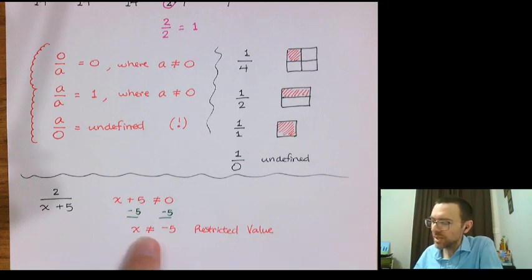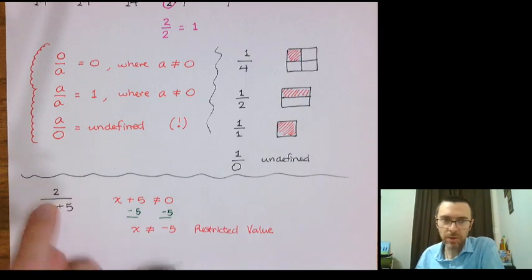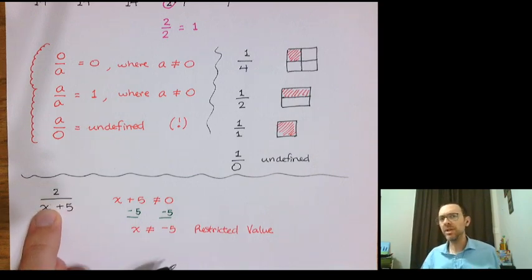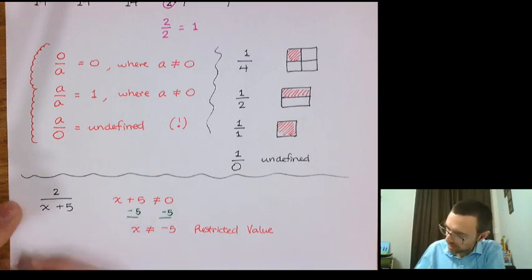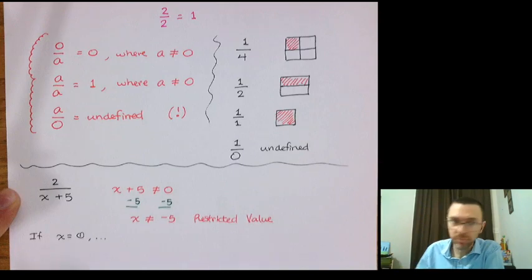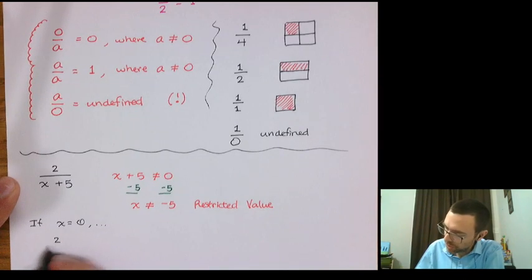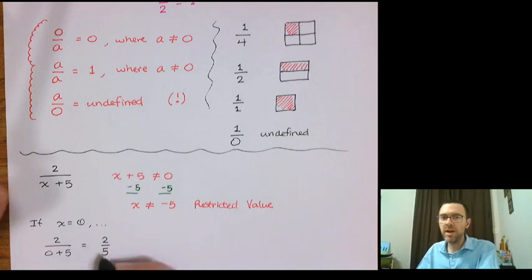And so what this says is that as long as I plug in any value of x that's not negative 5, I'm going to be okay here. It doesn't mean it's going to be a nice, pretty number. It just means that I actually get something. Even if I plug in 0 for x, so let's write this. If x were to equal 0, what happens? Well, you would have 2 over 0 plus 5, which is just 2 over 5. That's no problem. That's just a fraction.